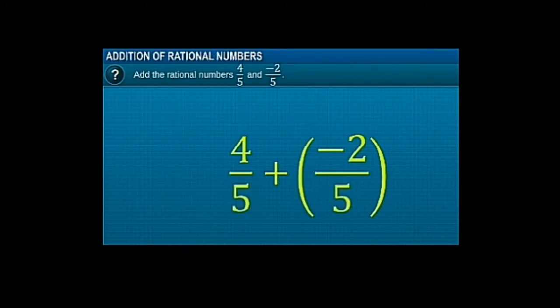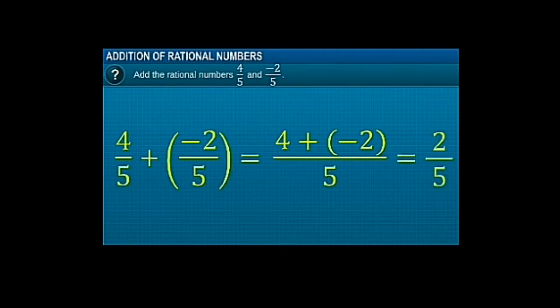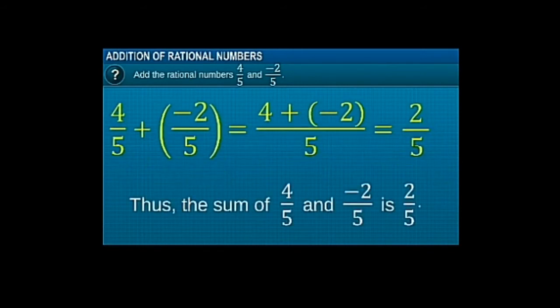The denominator for this sum will be 5 and the numerators will be added, which is 4 plus minus 2. So we know that when two integers of different sign are being added, we need to subtract them, which is 4 minus 2, 2 by 5 is the answer. So thus the sum of 4 by 5 and minus 2 by 5 is 2 by 5.